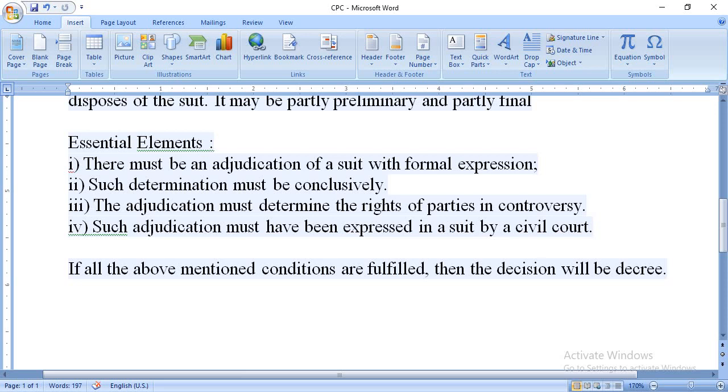So if all the above-mentioned conditions are fulfilled, then the decision will be a decree, otherwise not.